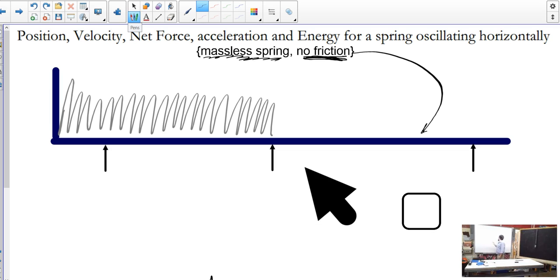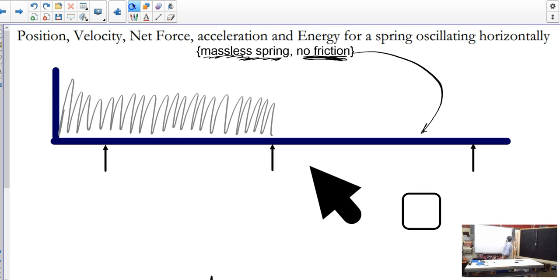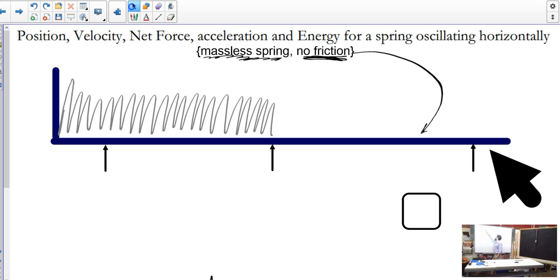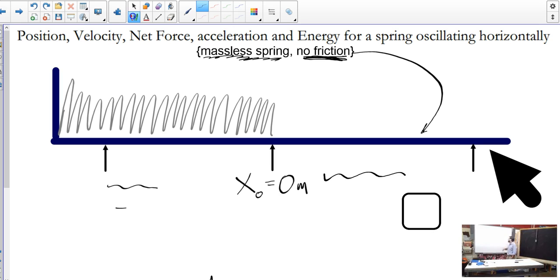So, some things that we know. Even before we put the block on there, if this location that we've marked is where the spring is now, the equilibrium position, we call that spot x sub 0. And it is assumed generally that that will be 0 meters. It doesn't have to be, I guess, but if you have a choice, you might as well. That means, of course, all the values for x over here are going to be negative, and all the values for x over here should be positive. I'm not overly worried about the positive or negative right now, but it's something to keep in mind.